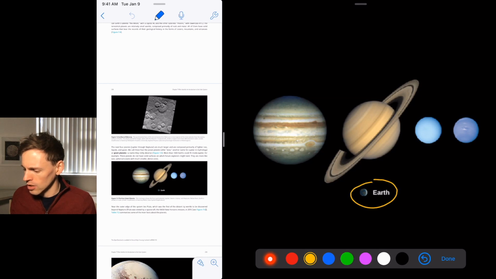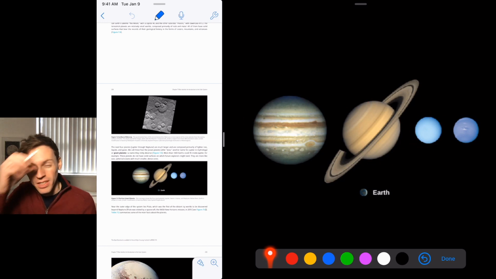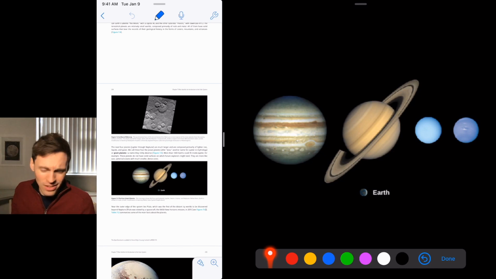All right, this is Earth. The universe is terrifying. Jupiter, Saturn, it's kind of like poison ivy. It kind of looks nice, I don't know. I'm terrified of it though. Okay, these are the gas giants.